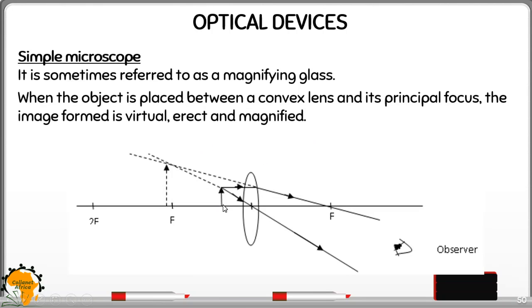So in this diagram we have the object between the lens and the principal focus. You take a ray that is parallel to the principal axis, it passes through F. A ray that is passing through the optical center goes undeviated. So if you extrapolate here, you'll find that the image that is formed is magnified. So when you use your lens in this way, then what you have now is what we call a simple microscope, or a magnifying glass.